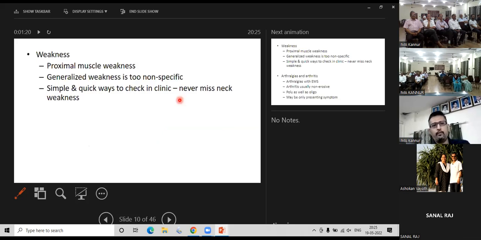Another thing that you should always look for is weakness, where you look for a proximal muscle weakness. Distal weakness, unless the patient is a case of inclusion body myositis, usually is not connective tissue disease. Generalized weakness is too non-specific, happens for a lot of patients, so it is hard to say that it is significant.